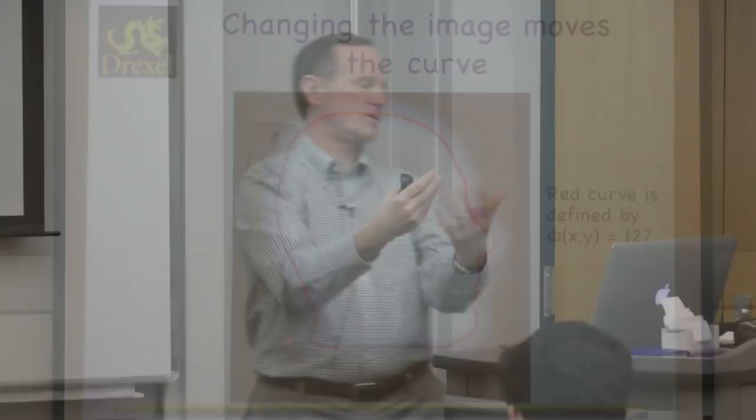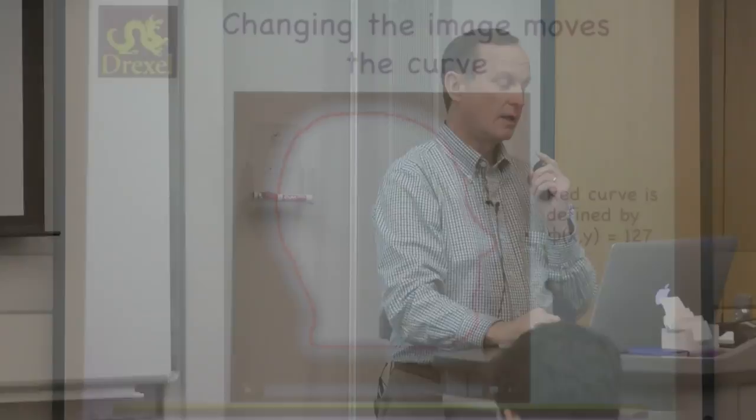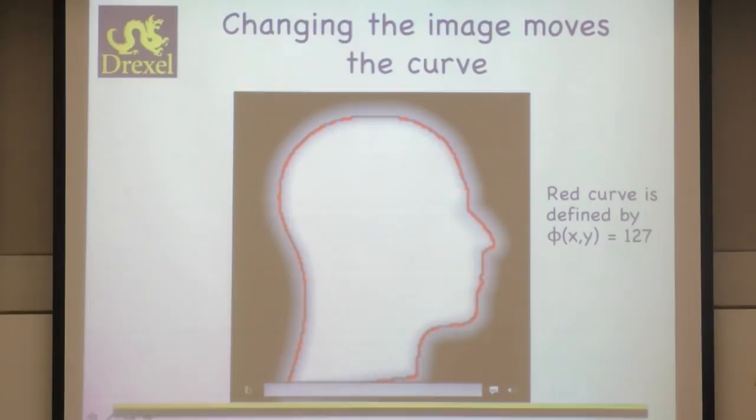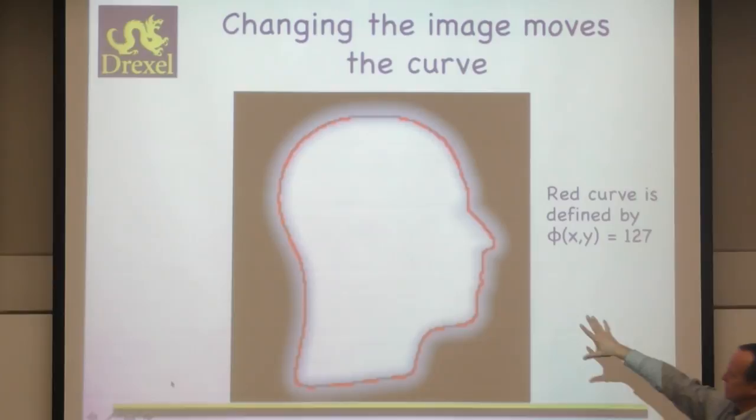And the way you change the curve is by changing the underlying samples. There isn't an explicit representation of the curve. I change the image in order to change the curve. So again, it's an implicit representation.